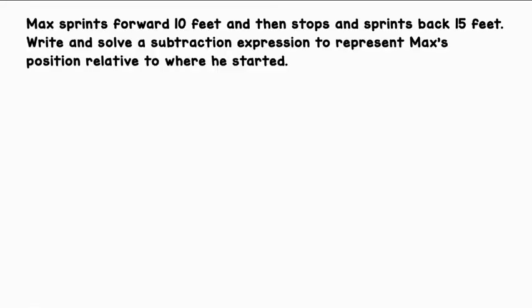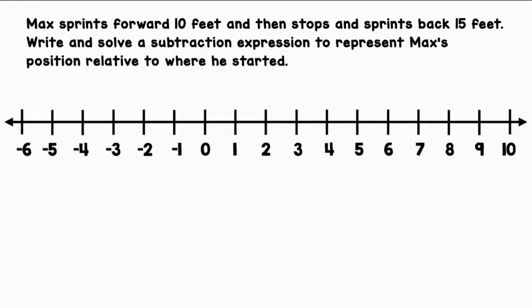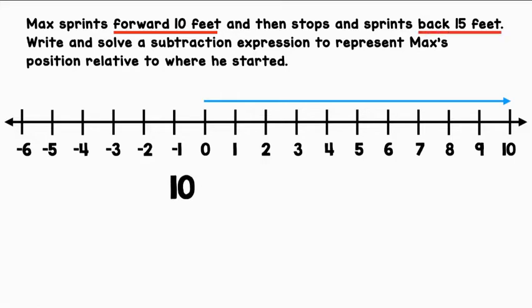Max sprints forward 10 feet and then stops and sprints back 15 feet. Write and solve a subtraction expression to represent Max's position relative to where he started. Let's represent this situation using a horizontal number line. First, he moves forward 10 feet. We can represent that with a positive 10. Then he sprints back 15 feet. So let's subtract 15.